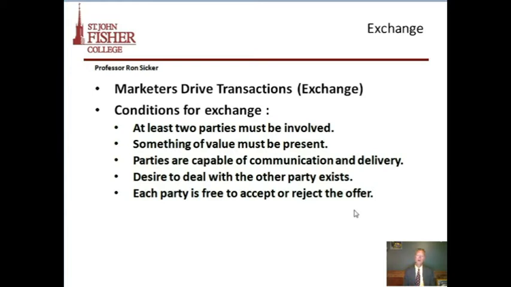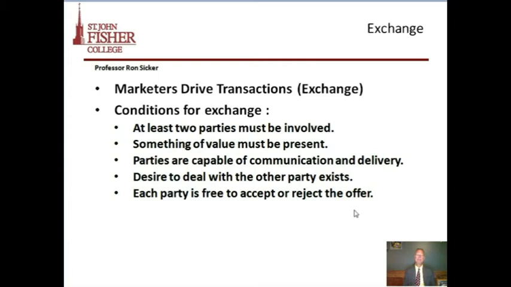Now, there are 5 conditions for an exchange. The first condition is that at least 2 parties must be involved. The second condition is that something must be present. We must be exchanging services or products. We don't necessarily need money for the exchange because you could barter, you could trade a chicken for a cow. Of course, no one would ever do that. How about a sheep for a goat? I don't know. But anyway, it doesn't necessarily have to be money. We could use the barter system. But something of value must be present.